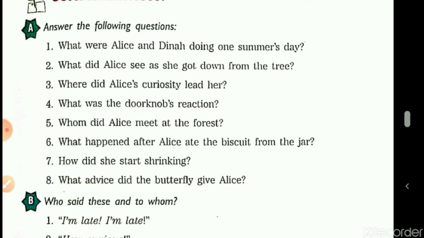But before I start that, let's revise the exercises of comprehension given on page number 45. Exercise A, answer the following questions. Question number 1. What were Alice and Dina doing one summer's day? Answer number 1. One summer day, Alice and her kitten Dina were sitting on the branches of a tree.